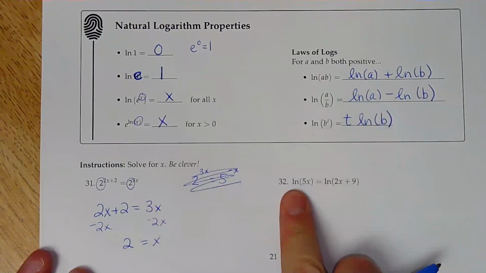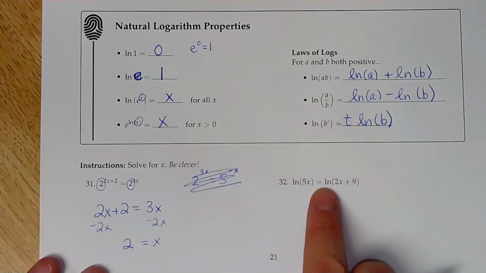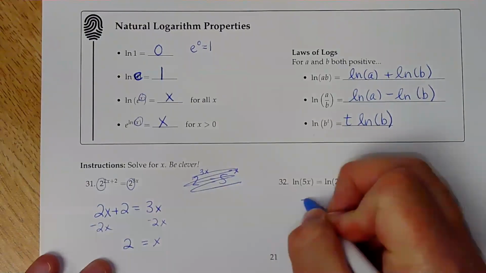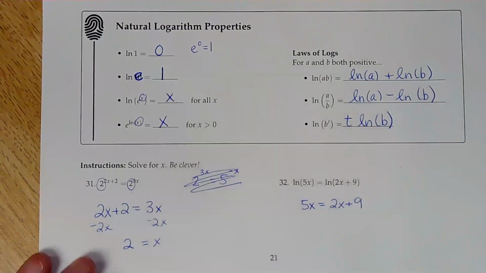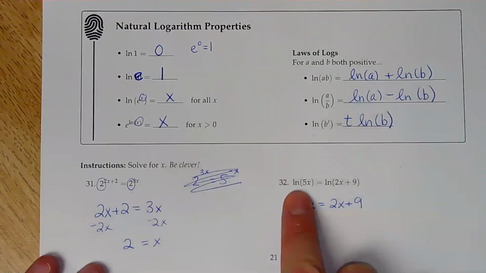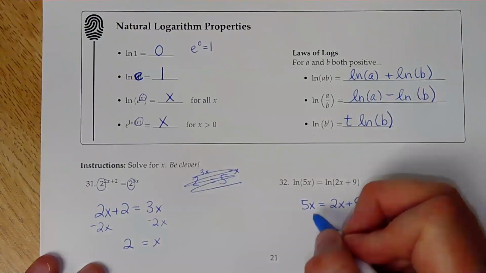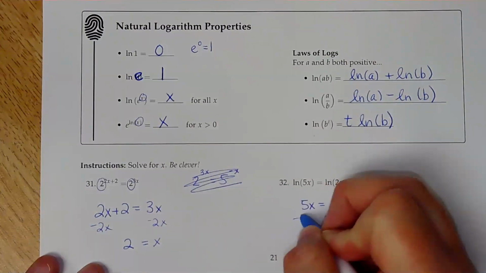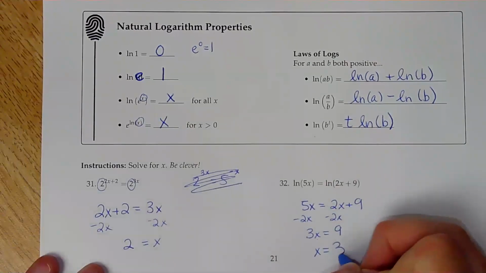Similarly, if I have the same log, so this happens to be that I have the natural log for both of these, then this simplifies to 5x is equal to 2x plus 9. Because the only way that ln of 5x would be equal to ln of 2x plus 9 is if 5x equals 2x plus 9. So we would get that same thing inside. And I can subtract 2x from both sides. So I get 3x is equal to 9, which tells me x is equal to 3.